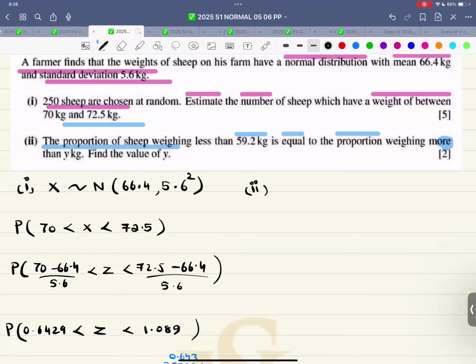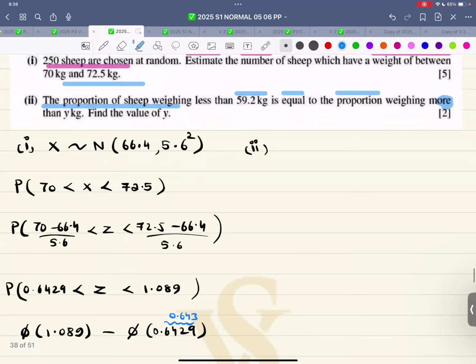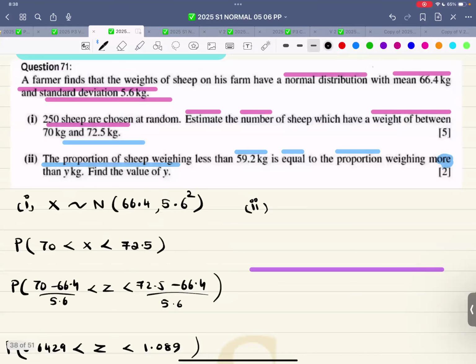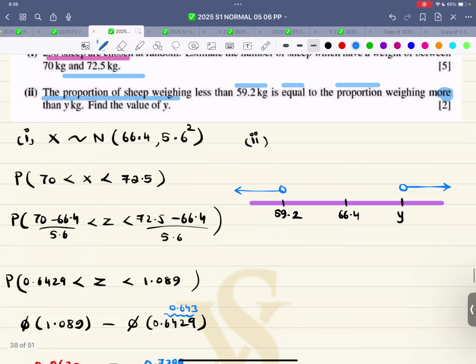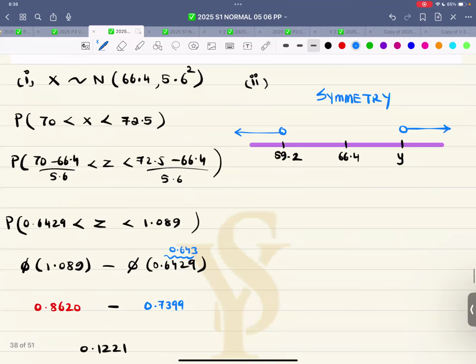It says the proportion of sheep weighing less than 59.2 is equal to the proportion weighing more than Y. Now this question is all about symmetry. What is the mean? The mean is 66.4. This is 66.4. This is 59.2. This is Y. Weighing less than 59.2 is the same thing as weighing more than Y. In other words, there has to be a symmetry over here.